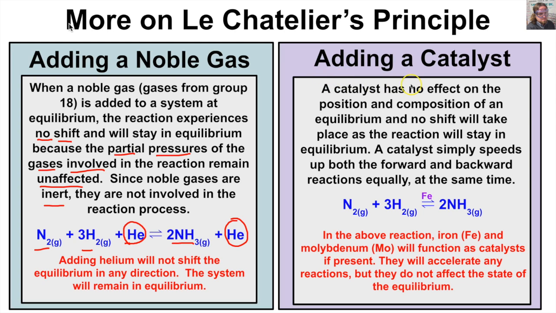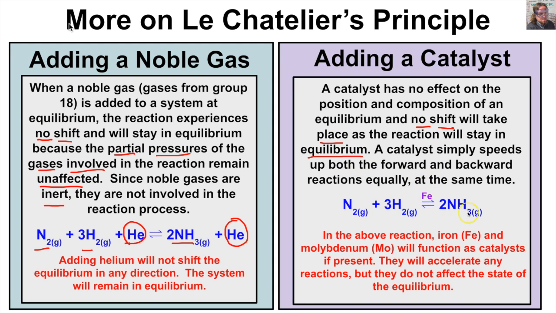What about if we add a catalyst? In an earlier video we talked about a catalyst. We said that a catalyst speeds up the rate of a reaction without being consumed in the chemical reaction. And so it says right here that a catalyst has no effect on the position and composition of an equilibrium, and no shift will take place as the reaction will stay in equilibrium. So a catalyst simply speeds up both the forward and backward reactions equally at the same time without being consumed and without disrupting or disturbing the equilibrium.